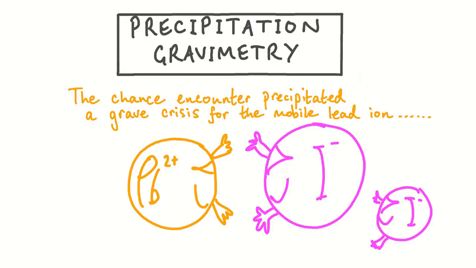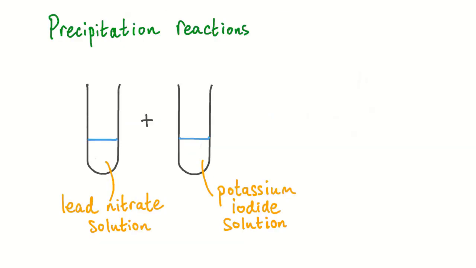In this video, we will learn how to determine the mass or composition of an analyte using precipitation gravimetry. Some chemical reactions that take place in water or in aqueous conditions produce insoluble products. There are many colourful examples of this.